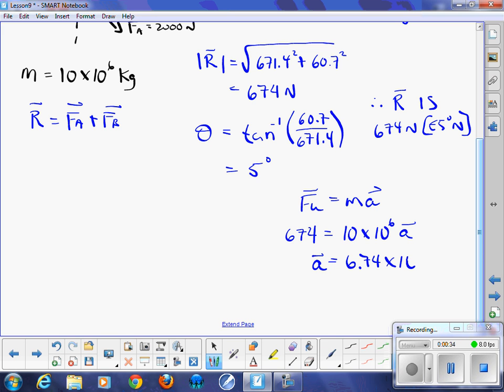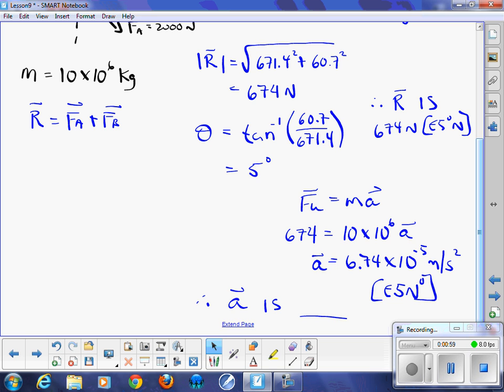6.74 times 10 to the negative 5 meters per second squared. And that is in the direction of the unbalanced force. So there we go. So there's the final answer. So therefore, acceleration can be calculated from the vectors, similar to velocity and displacement last year in the grade 11 course. All right.